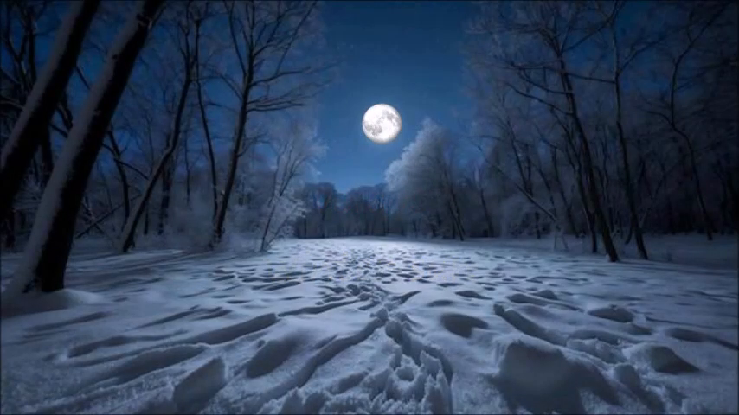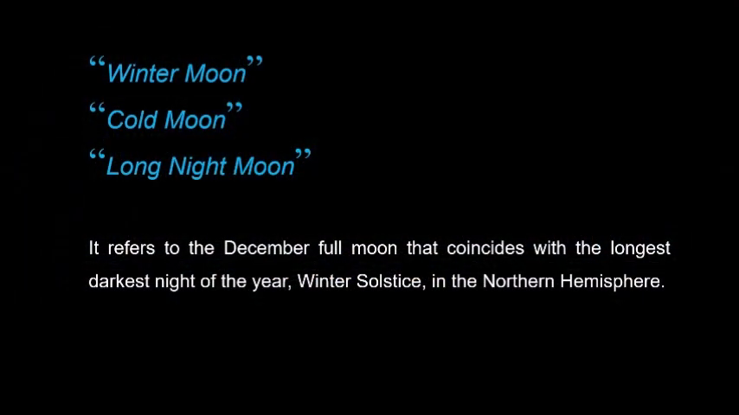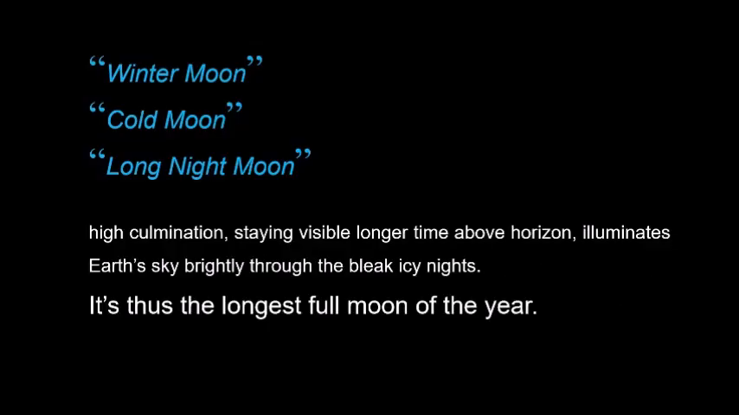Winter moon, cold moon, or long night moon refers to the December full moon that coincides with the longest darkest night of the year, winter solstice, in the northern hemisphere. High culmination, staying visible longer time above horizon, shines brightly through the bleak icy nights. It's thus the longest full moon of the year.